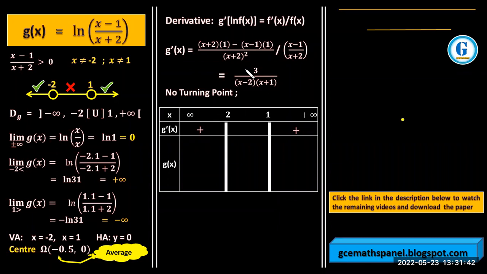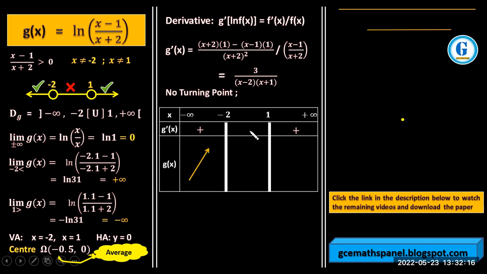All right, so you realize that you take a number between negative infinity and negative 2. Let's take negative 3. Negative 3 plus 2 is negative 5, and negative 3 plus 1 is negative 1. Negative times negative is positive. In fact, it's going to be positive. And if you take another number greater than 1 for this interval, 2 or 3, for example, 3 minus 2 is positive, 3 plus 1 is positive, so everything is positive.